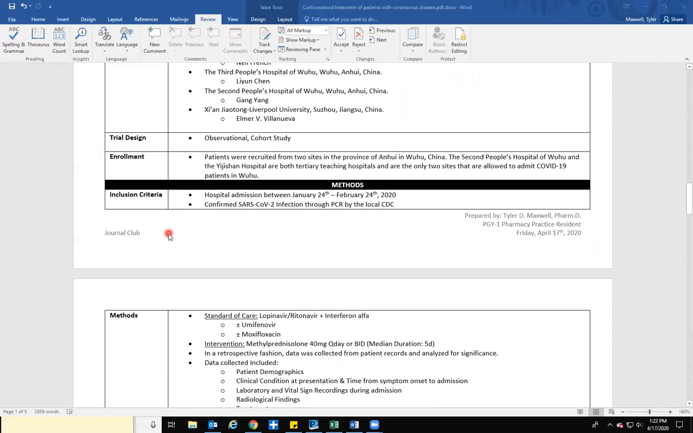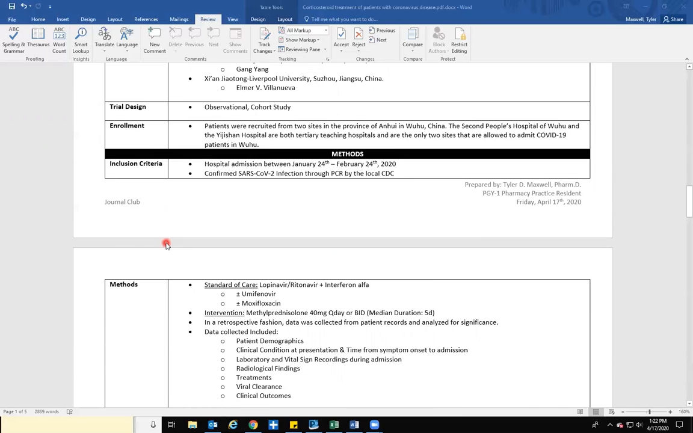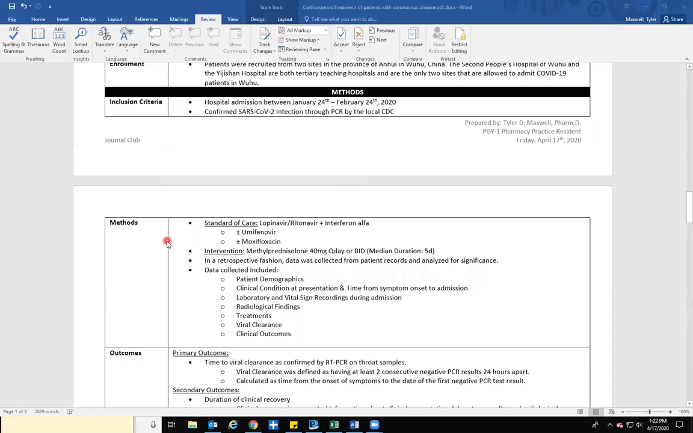Inclusion criteria was hospital admission between January 24th and February 24th, and a confirmed infection through PCR through their local Center for Disease Control. The standard of care that was used in these patients was lopinavir and ritonavir plus interferon alpha. In some patients, because this was an observational retrospective study, did receive umifenavir, and some patients did receive moxifloxacin.